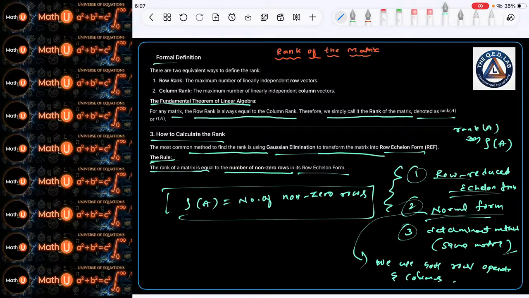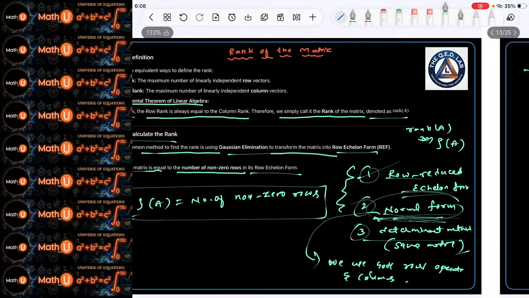I am not going to discuss the normal form method, but I am going to discuss the row reduced echelon form and determinant methods. These two are sufficient for the GATE examination, for exams like yours. Other than GATE, are there any other exams? If you want, I can discuss the normal form method also in the next videos.